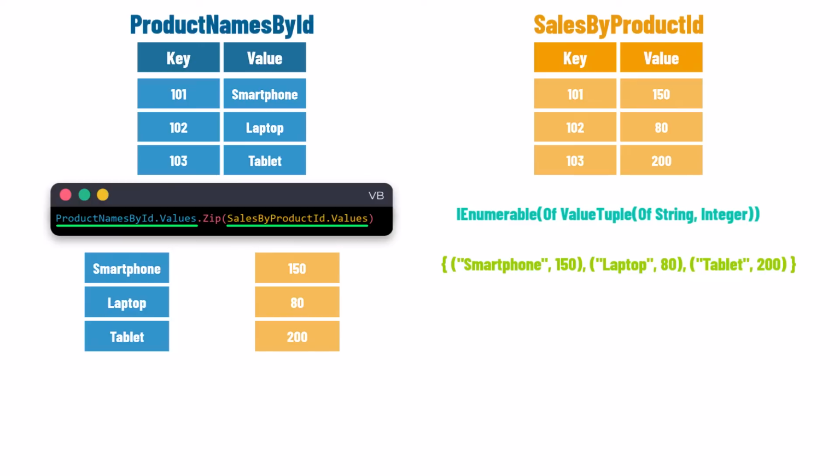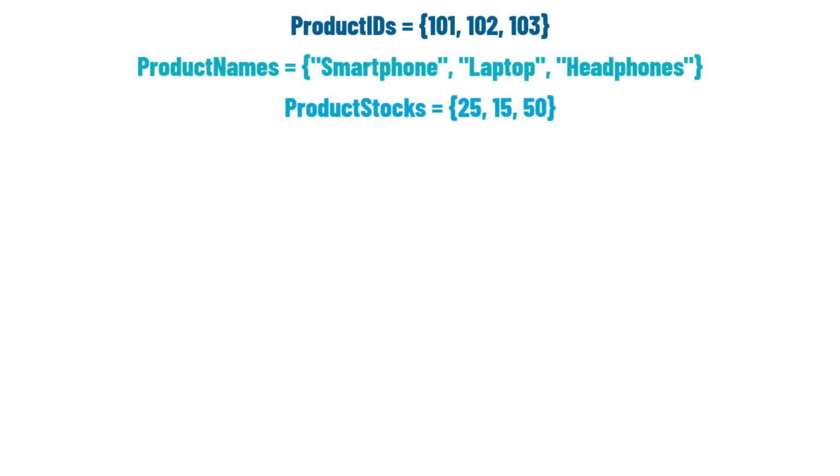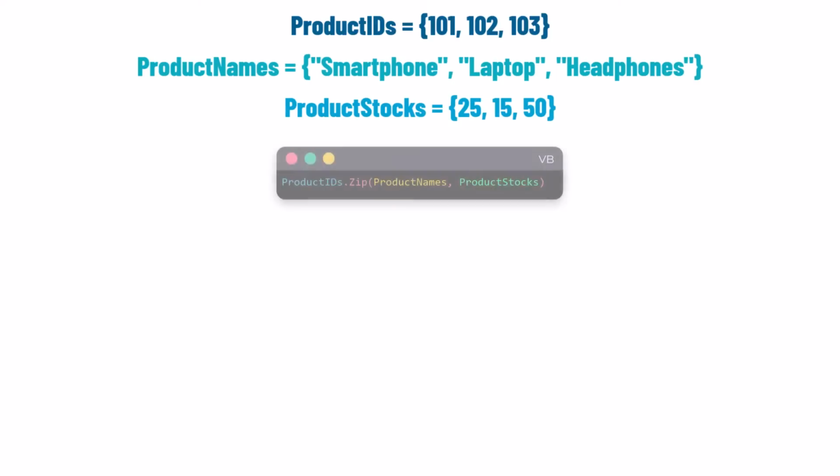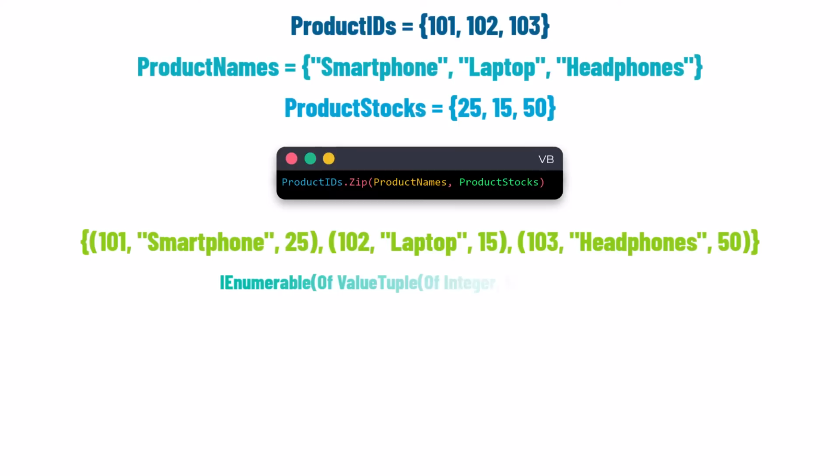Let's explore the second overload of the zip method through a practical example. Consider an inventory system with 3 separate lists: product IDs, names, and stock quantities. Our task is to combine these lists to create a comprehensive inventory report. Now, here's how we can achieve this. The result will be the following collection, of type IEnumerable of tuple of integer, string, integer. So, we get a sequence of triplets, where each triplet is formed by taking one element from each of the 3 lists. The first element represents the product ID, the second represents the product name, and the third one represents the quantity. By using the toList method, we can convert this IEnumerable into a list with the same tuple structure.